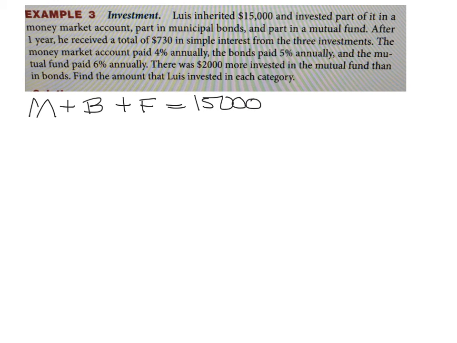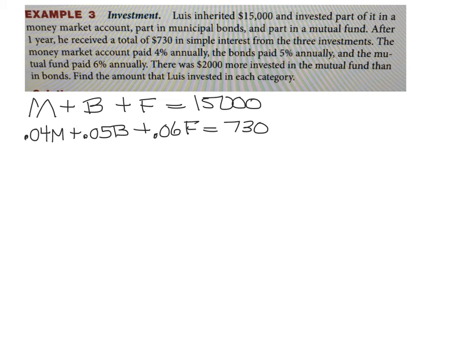Let's look at the next. After 1 year, he received a total of $730 in simple interest from the three investments. The money market paid 4%, the bonds paid 5%, and the mutual funds paid 6%. That is your next equation. So you made 4% on the money market, you made 5% on the bonds, and you made 6% on the fund for a total of $730 in interest.